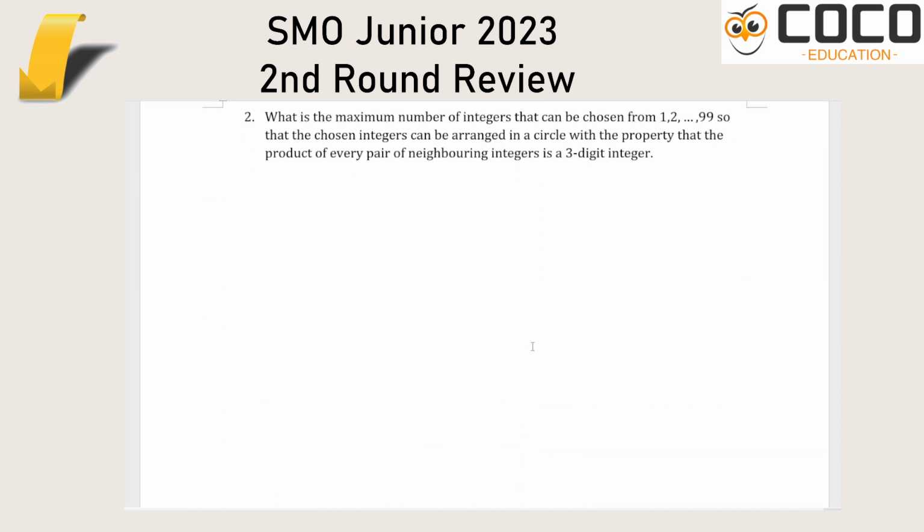Next up is question 2. What's the maximum number of integers that can be chosen from 1 to 99 so that the chosen integers can be arranged in a circle with the property that the product of every pair of neighboring integers is a 3-digit integer?